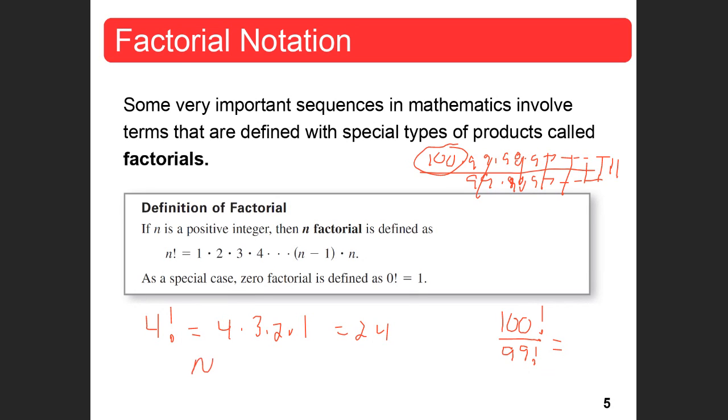What if I asked you for something crazy like this? n plus 1 factorial over n factorial. What would that equal? This takes a little bit of thought, but if you think about it, it's very similar to the last problem that we did.